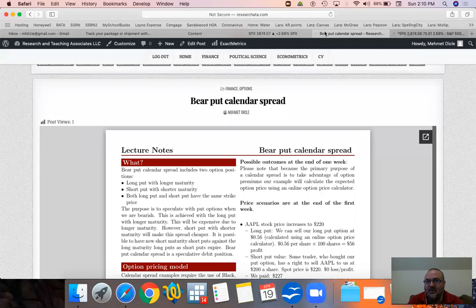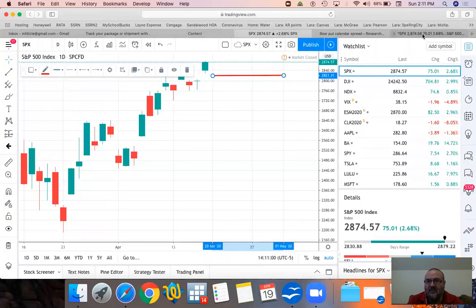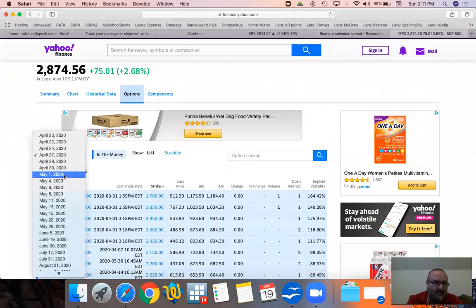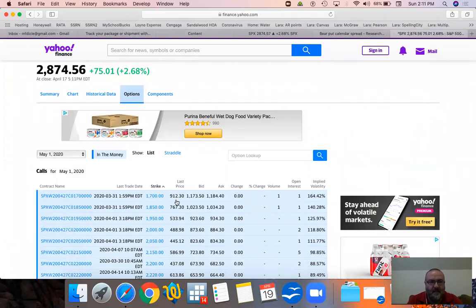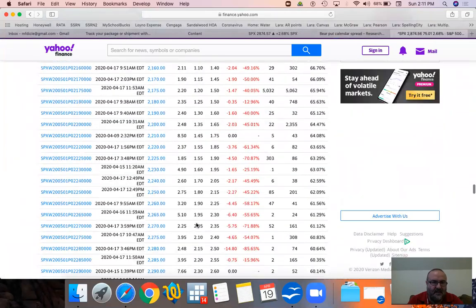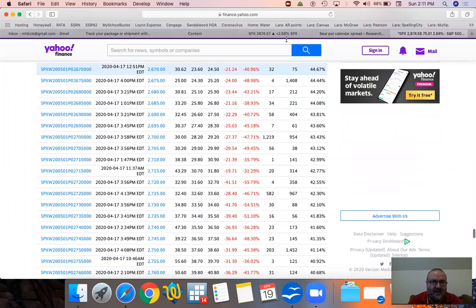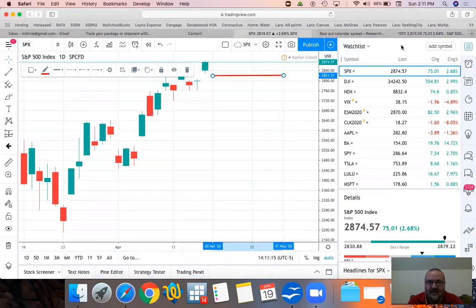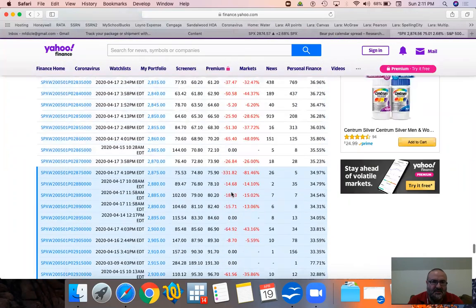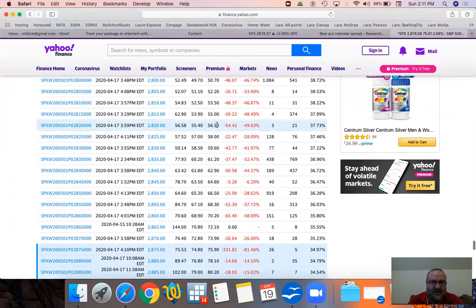Let's go to Yahoo Finance to see the price for this one. So we're going to go for May 1st, and we will go for put options at 28.20. So the put option at 28.20 is, whoa, that is expensive.